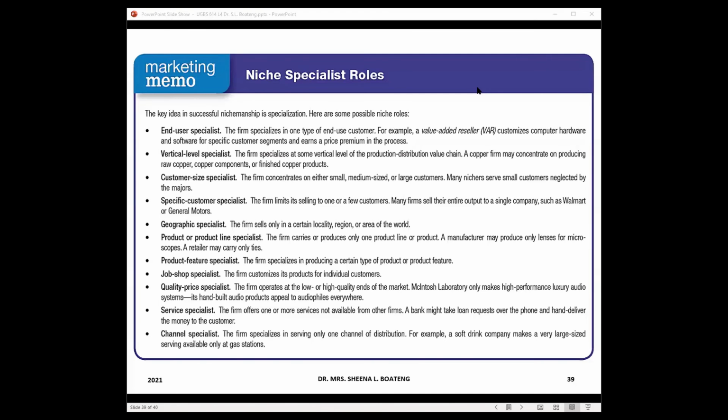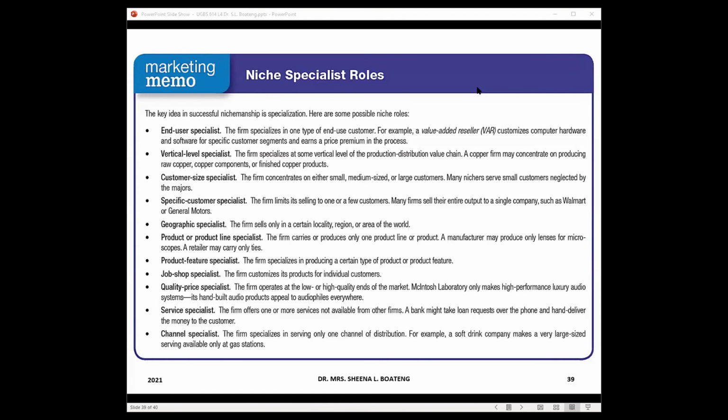So they will not focus on selling to a large number of companies, no. Their products can only be exclusively found in the branches of one particular company. And that's a specific customer specialist. Then we can talk about geographic specialists, where the firm sells only in a certain locality or a certain region or a certain area of the world, right?